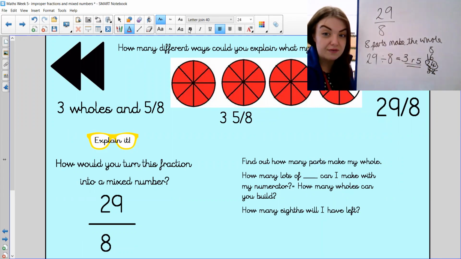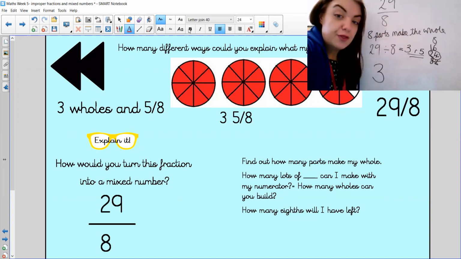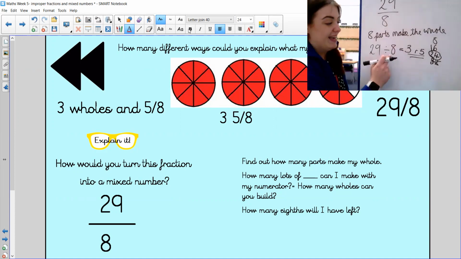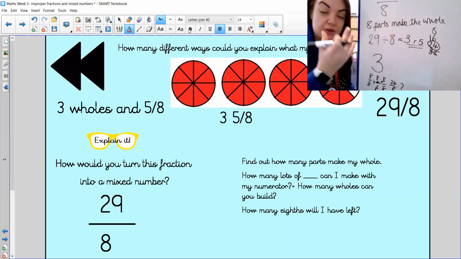So here you can see how your division skills are going to help you. Okay, but is that a mixed number? No. So I've taken 3 lots to make 3 wholes, haven't I? I've taken 3 lots of 8 eighths. So here you've almost got 8 eighths, 8 eighths and 8 eighths. Yeah. So then I add them together. That's 24 eighths. But how many do I have left?